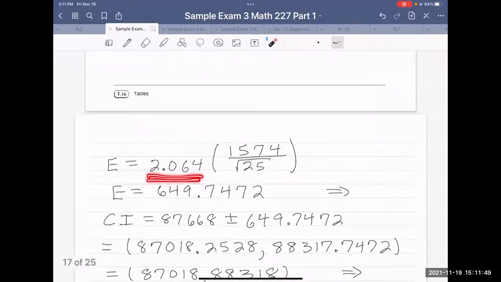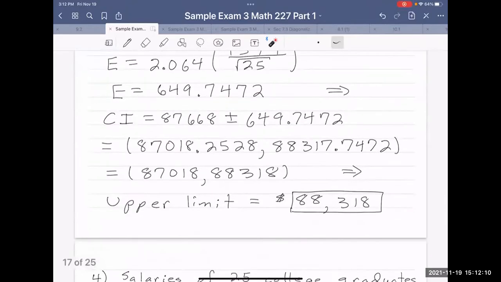So we have here that t is 2.064. I don't know the population standard deviation, but I can approximate it by the sample standard deviation, 1574, divided by the square root of n, 25. So I get that my error is 649.7472.